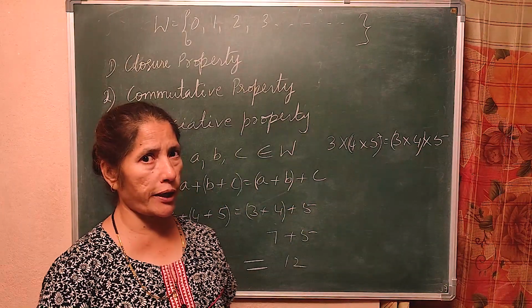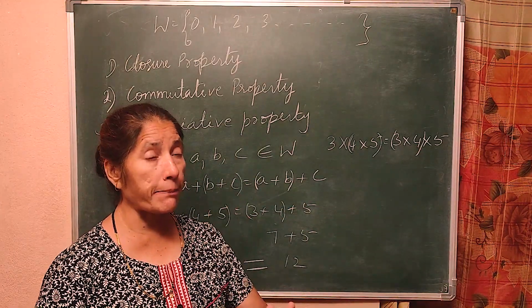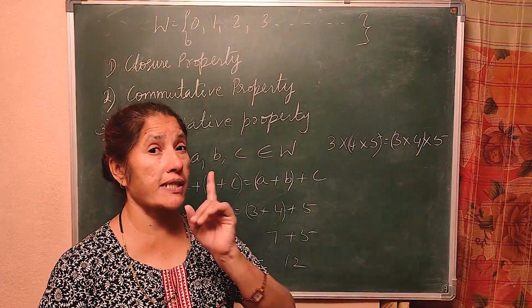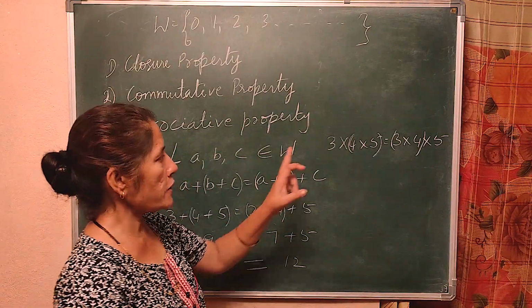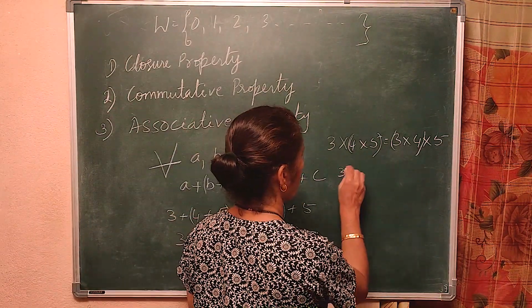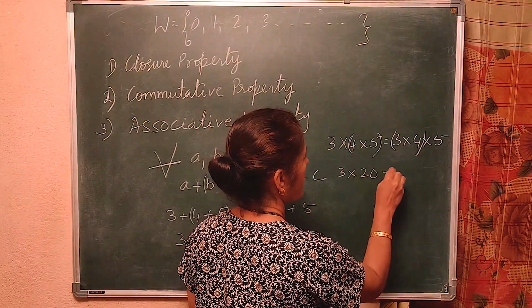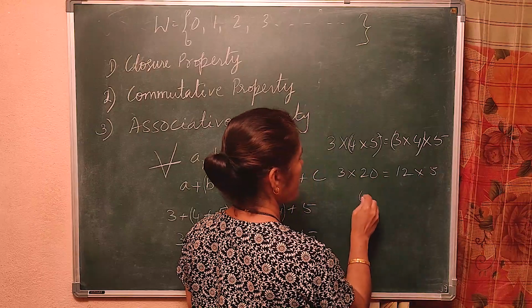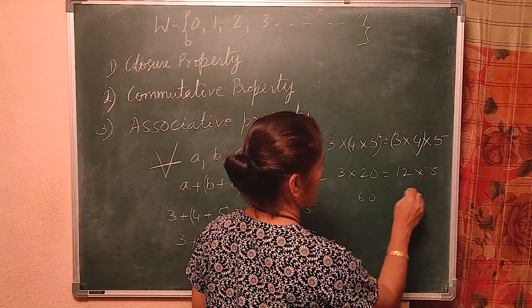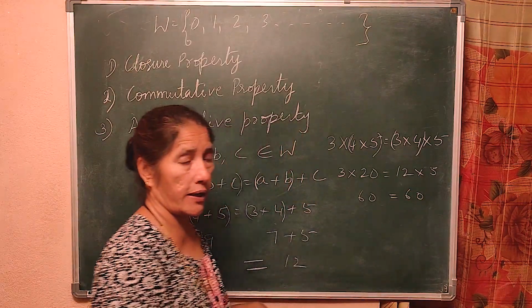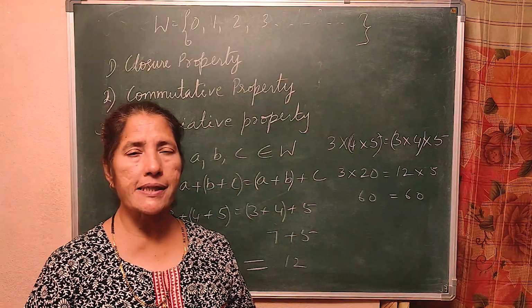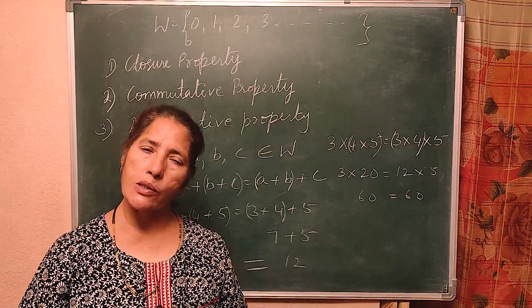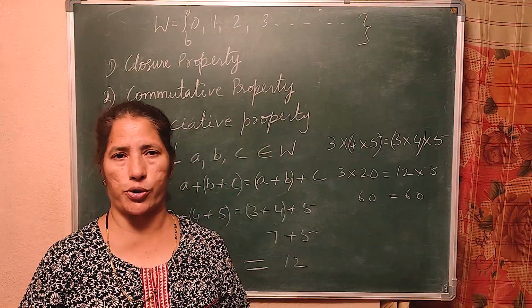Yes. As you want, you can do. But write down the numbers in the same sequence. That is important. So 3 into, what is 4 5s are 20. 3 4s are 12. 12 5s are 60. 12 5s are 60. So they are equal. So in the set of whole numbers, associative property also holds.